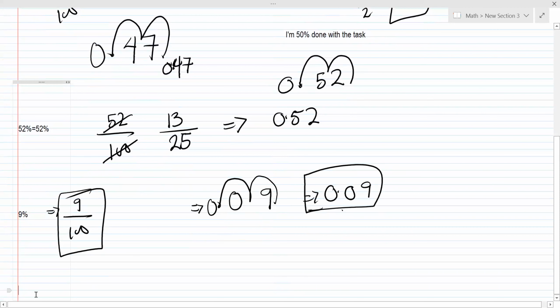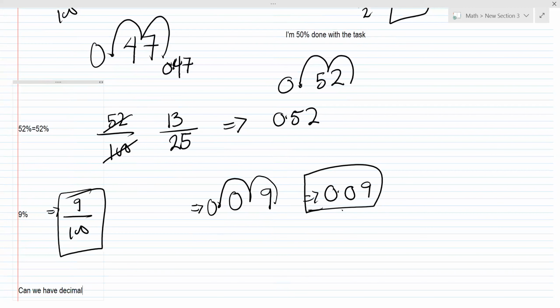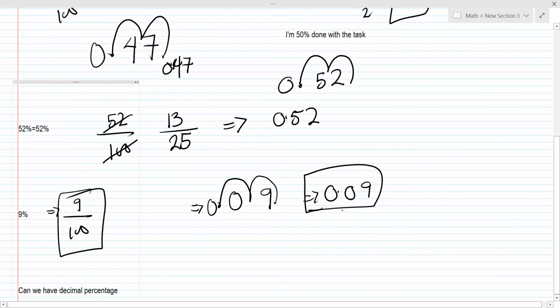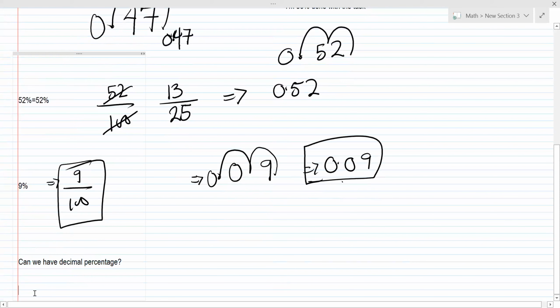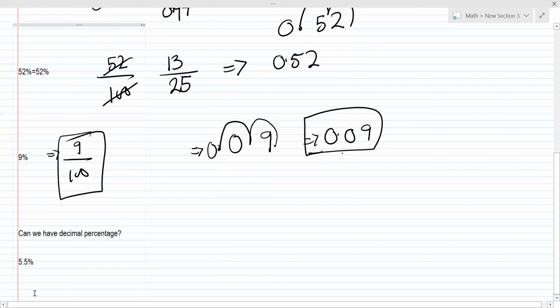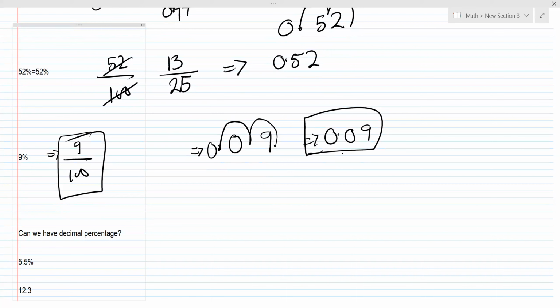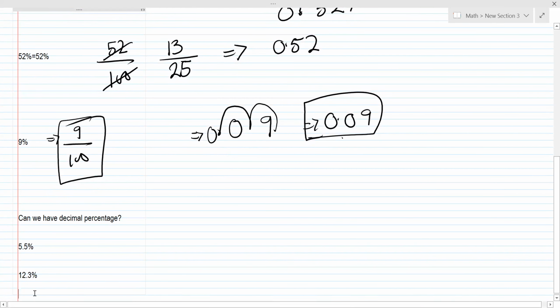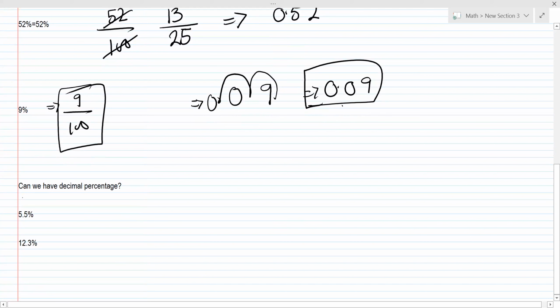Now, can we have decimal percentages? Yes. For example, you can have 5.5%. Is that possible? Yes, it is. You can have 12.3%. Okay, it's still the same process.